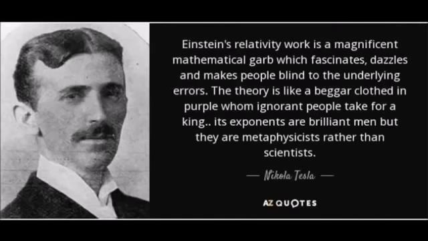He says Einstein's relativity work is a magnificent mathematical garb which fascinates, dazzles, and makes people blind to the underlying errors. The theory is like a beggar clothed in purple, whom ignorant people take for a king. Its exponents are brilliant men, but they are metaphysicists rather than scientists. Oh, well, thank you, Tesla, for telling us how much bull can be found in Einstein's work, because you knew that way back then. So thank you for reassuring my belief system, right?